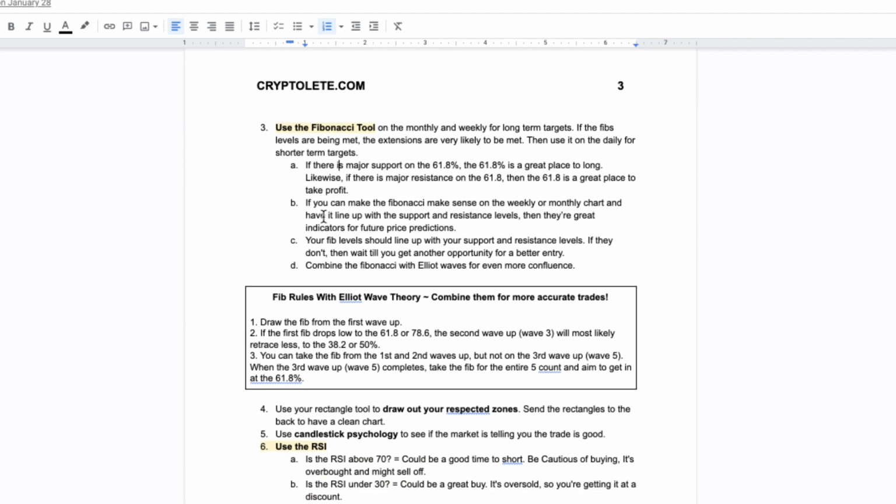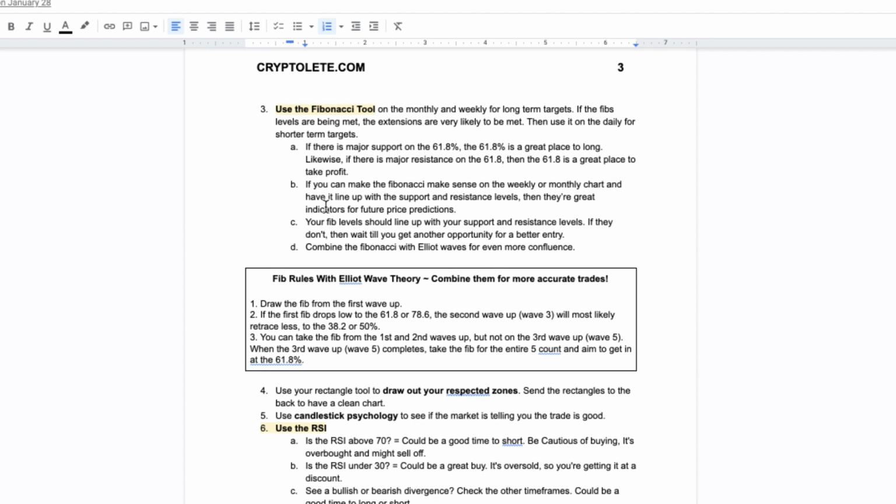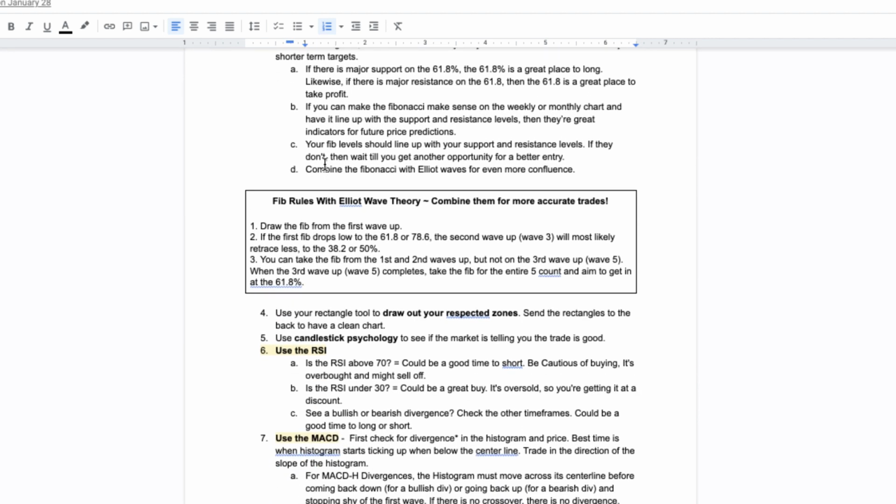So if there's major support on the 61.8, then that means the 61.8 golden ratio is a great place to long. Likewise, if there's major resistance on the 61.8, then that is a great place to take profit. If you can make the Fibonacci make sense on the weekly or monthly chart and have it line up with support and resistance levels, then they're great indicators for future price predictions. Finally, your Fib levels should line up with your support and resistance levels. If they don't, then wait till you get another opportunity for a better entry.